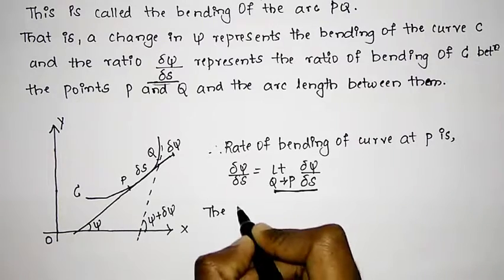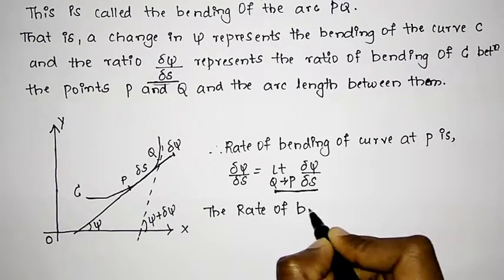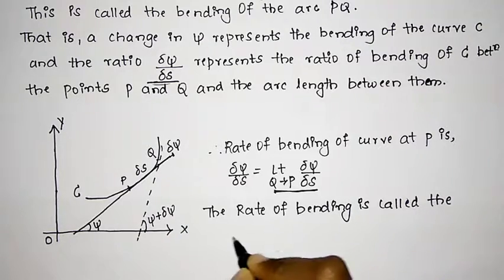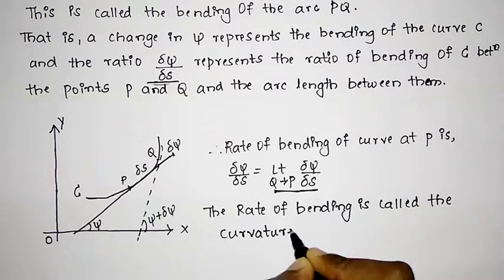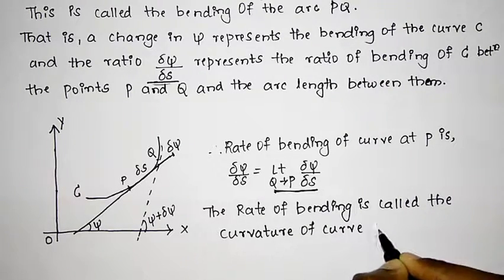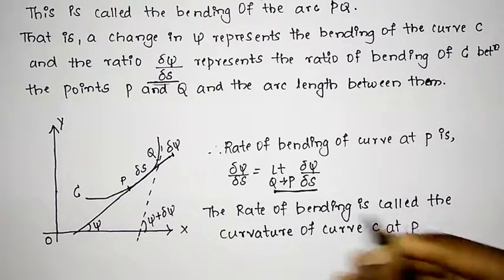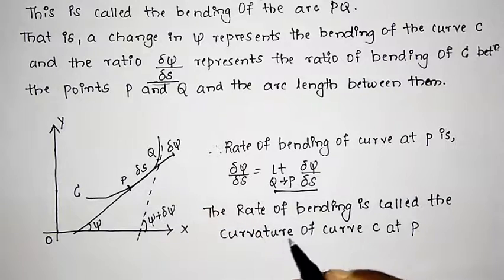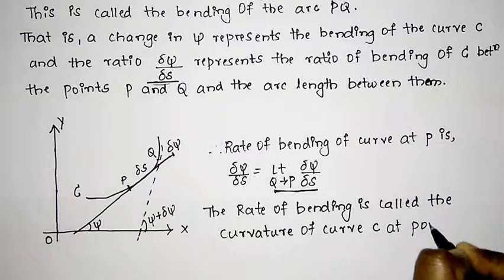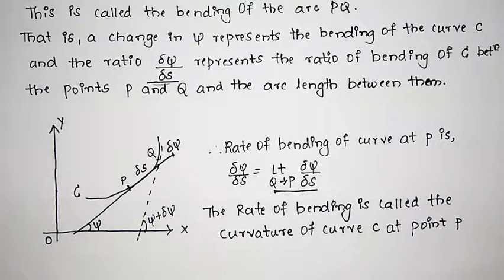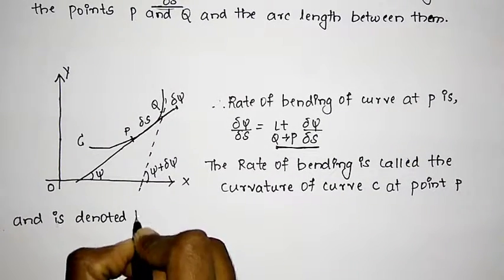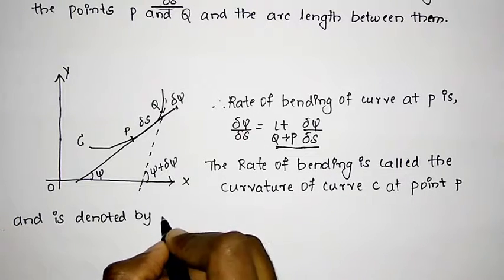So then the rate of bending is called the curvature of curve C at point P, because we have considered the rate of bending of the curve at point P. Therefore, this bending of a curve is referred to as the curvature at point P, and is denoted by k.